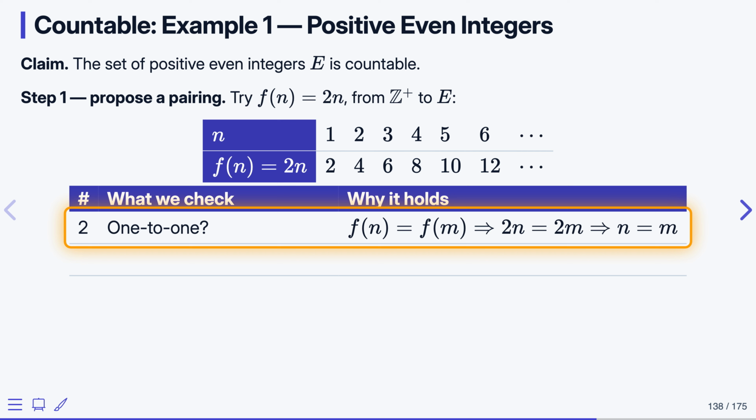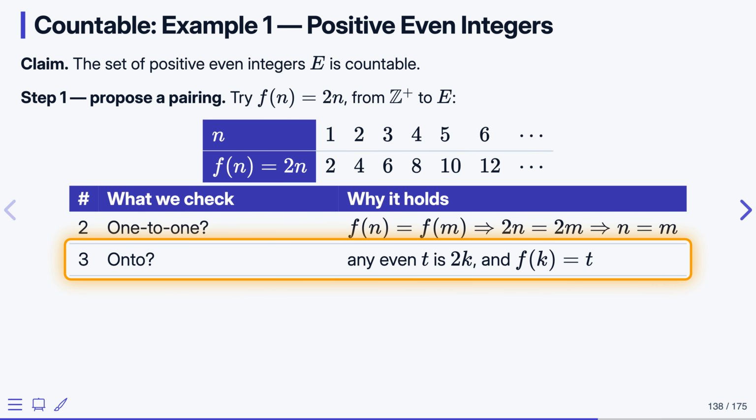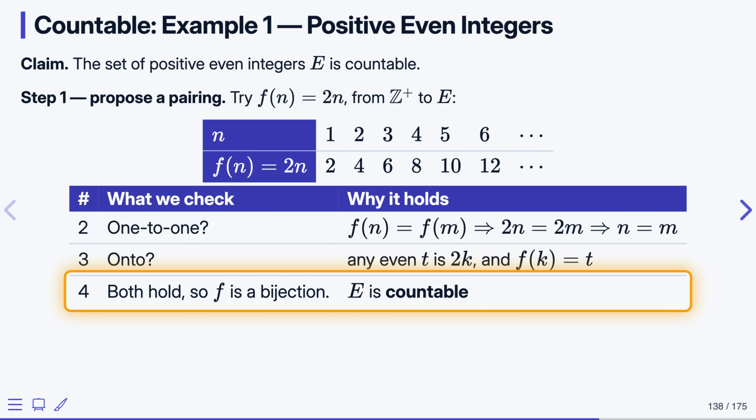Step 2. Check one-to-one. Suppose f of n equals f of m, then 2n equals 2m. Divide both sides by 2, and we get n equals m, so different inputs never share an output. Step 3. Check onto. Take any positive even number t. Being even, it can be written as 2 times k for some positive integer k. Then f of k equals t, so no even number is missed. Step 4. Both checks passed, so f is a bijection. The positive even numbers are countable.